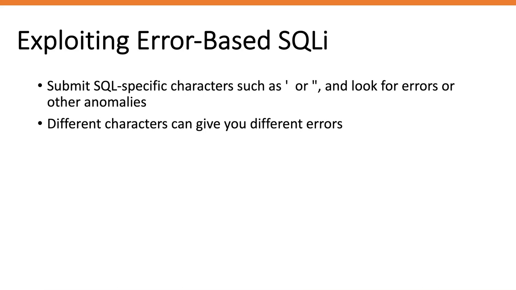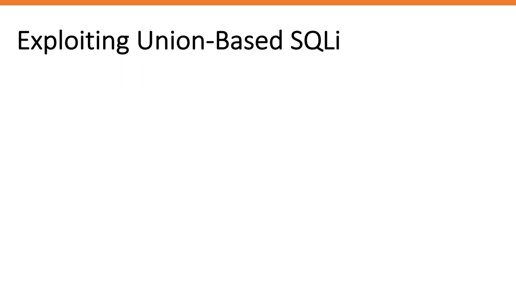So successful exploitation of an error-based SQL injection is the fact that you can get the application to output an error. So there's really not much to exploiting this vulnerability. All you would do is submit SQL-specific characters, again, such as the single quote or the double quote, and you look for errors in the application. Now, different characters can give you different errors, so it's good to fuzz the application with the commonly known characters to generate errors.